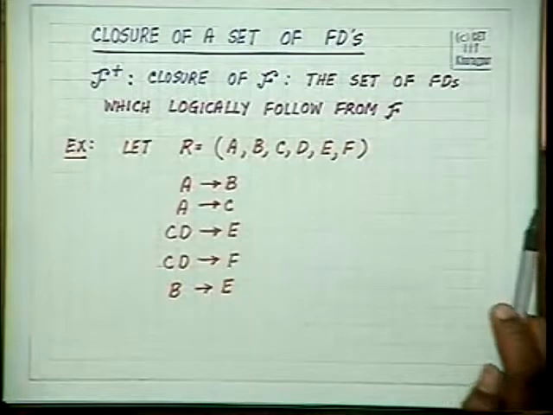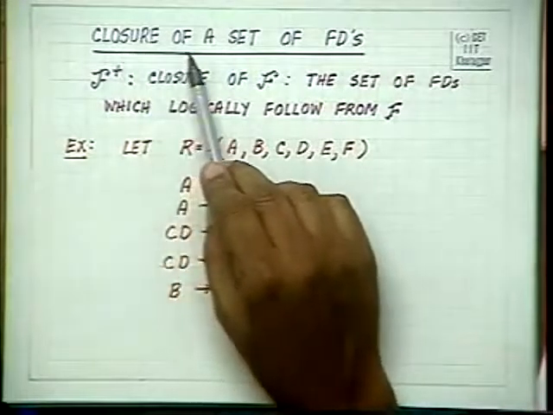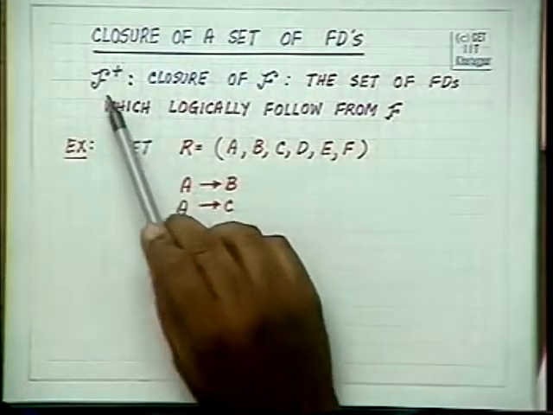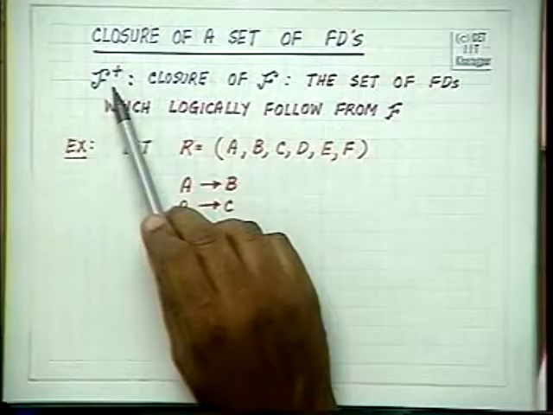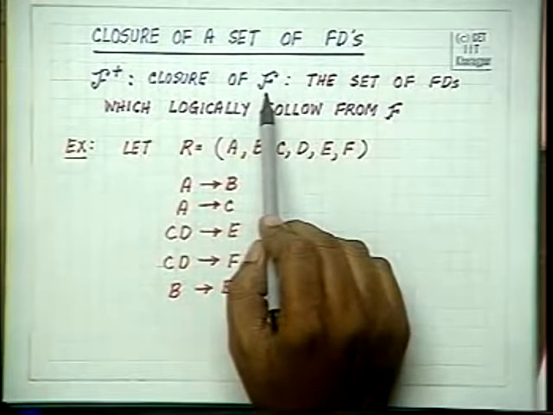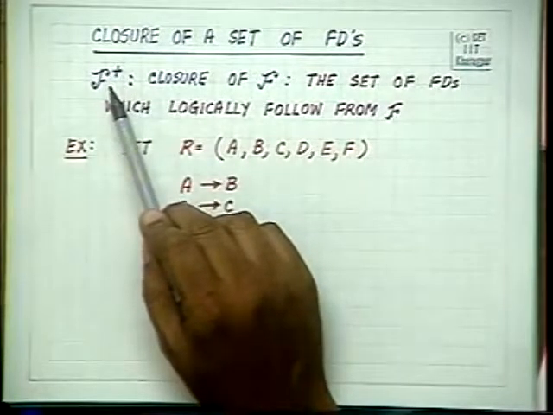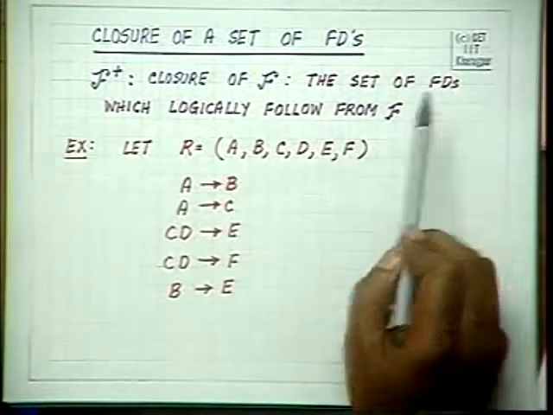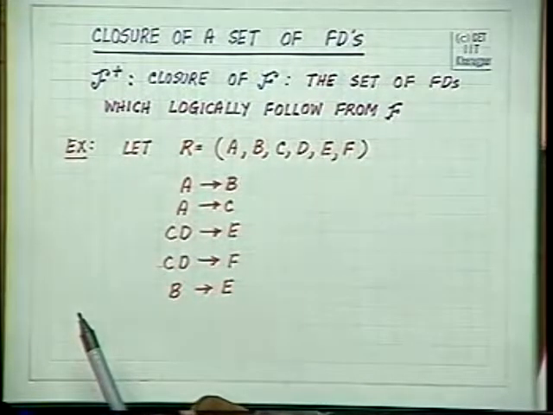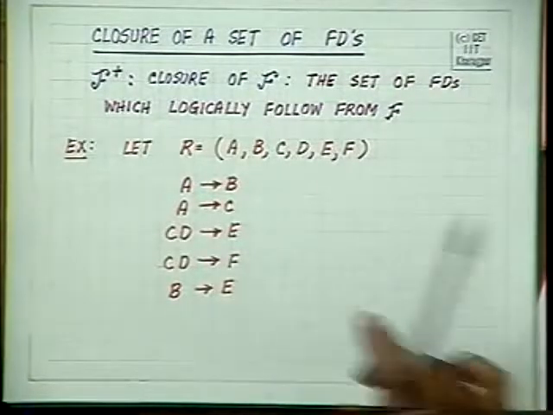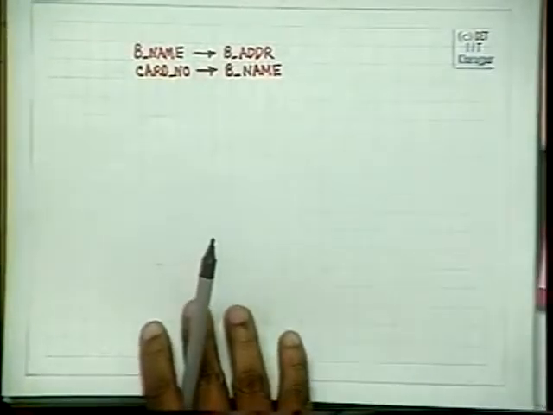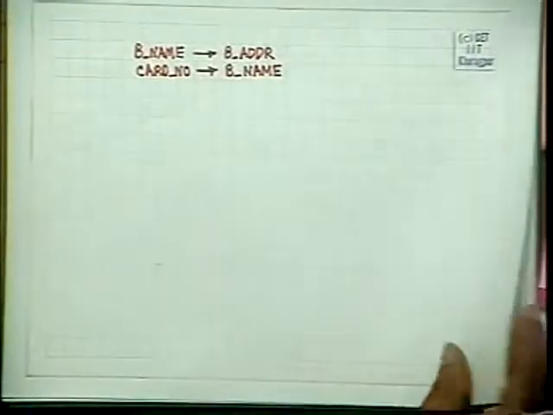So, the issue that we will take up now is the closure of a set of functional dependencies. We define F plus to be the closure of a set F, where F is a set of functional dependencies, and F plus is the set of functional dependencies which logically follow from F. Before we take up this example, we take up the example like this.